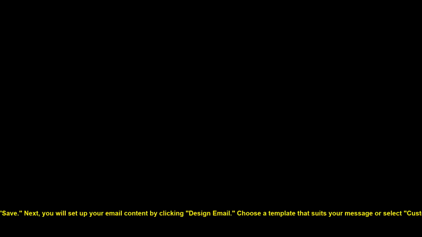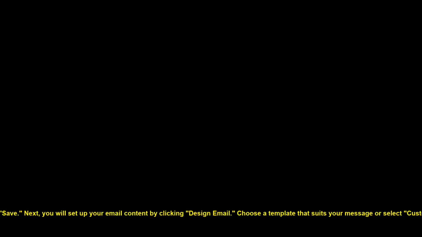Choose the type of campaign you wish to create, such as regular email or automated email. Next, give your campaign a name that reflects its purpose. Now, select your audience by clicking on Add Recipients. Choose the list you want to target for this campaign. After selecting your audience, click Save.